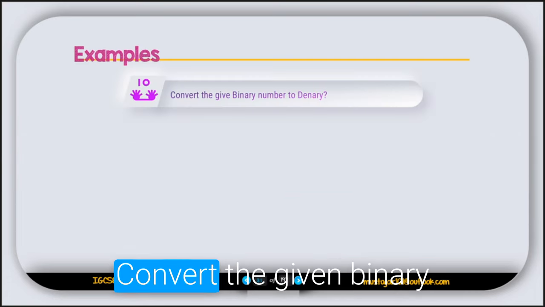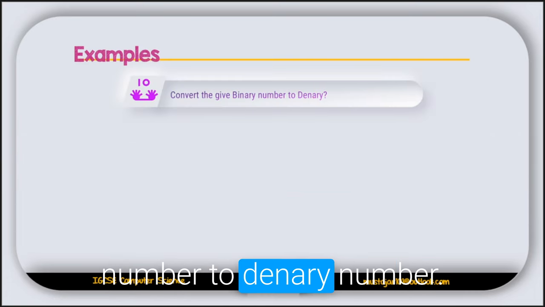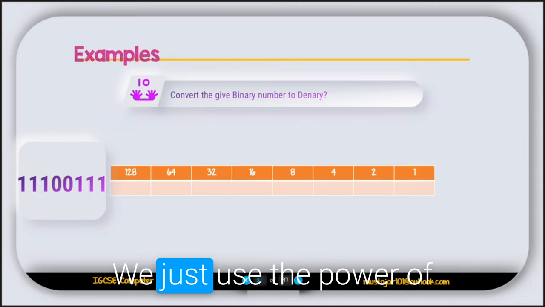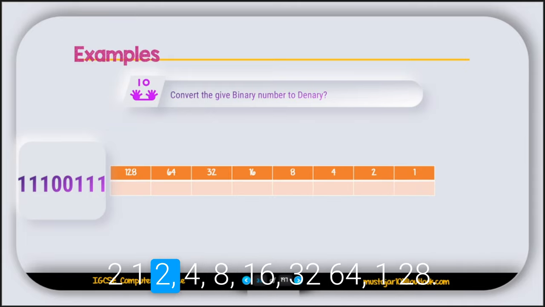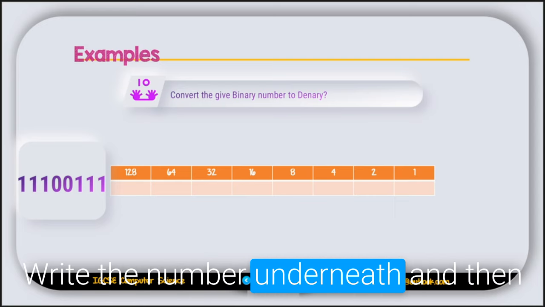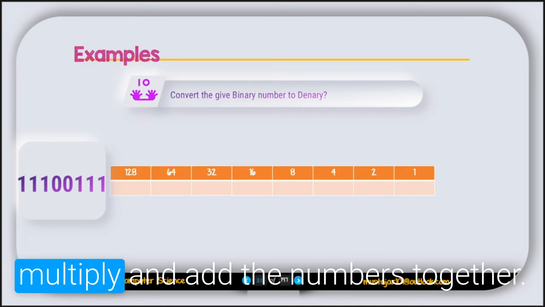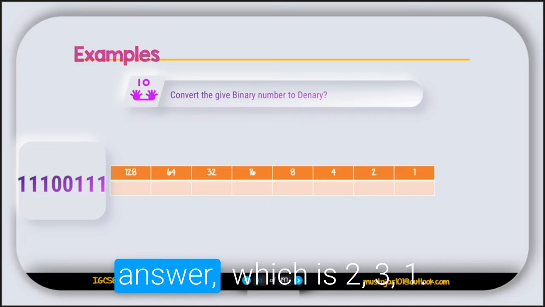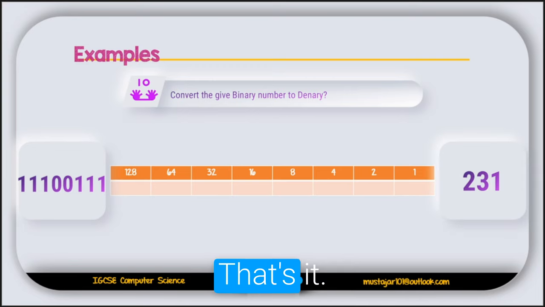Next example, convert the given binary number to a Denary number. This is the number. We have 8 bits again. Same, we just use the powers of 2. 1, 2, 4, 8, 16, 32, 64, 128. Write the number underneath and then multiply and add the numbers together, and for this one we'll get the answer, which is 231. That's it.